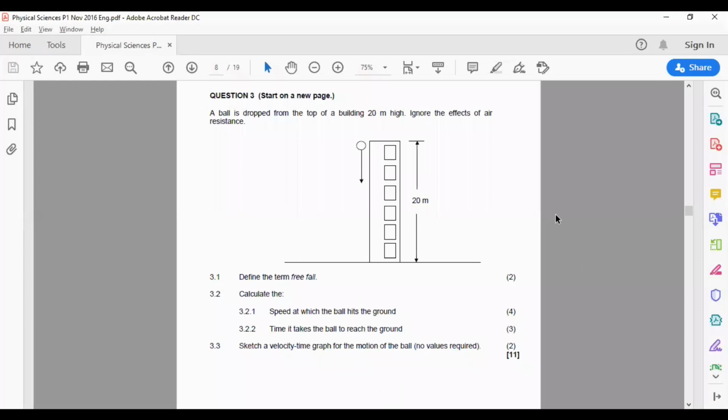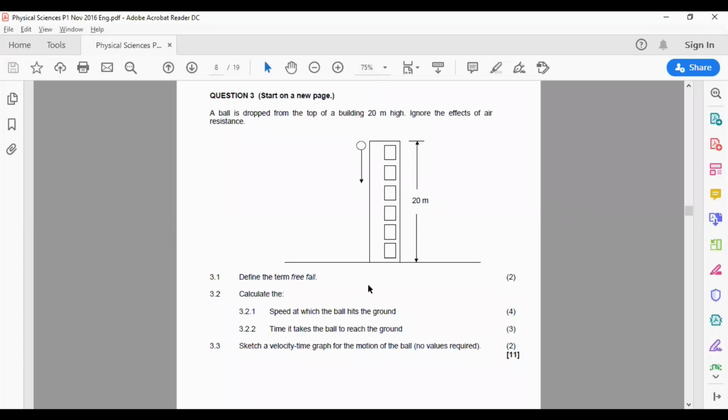Now let's start unpacking this question. Obviously, from defining the term free fall, like I said, that's when the object is in motion and the only force acting on it is the force of gravity. That's the only force, right? Nothing else. It's just falling freely to the ground.